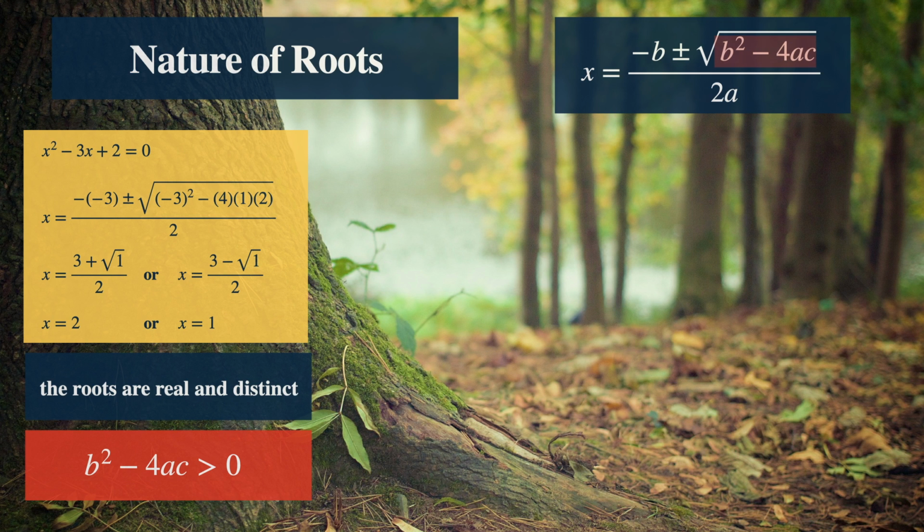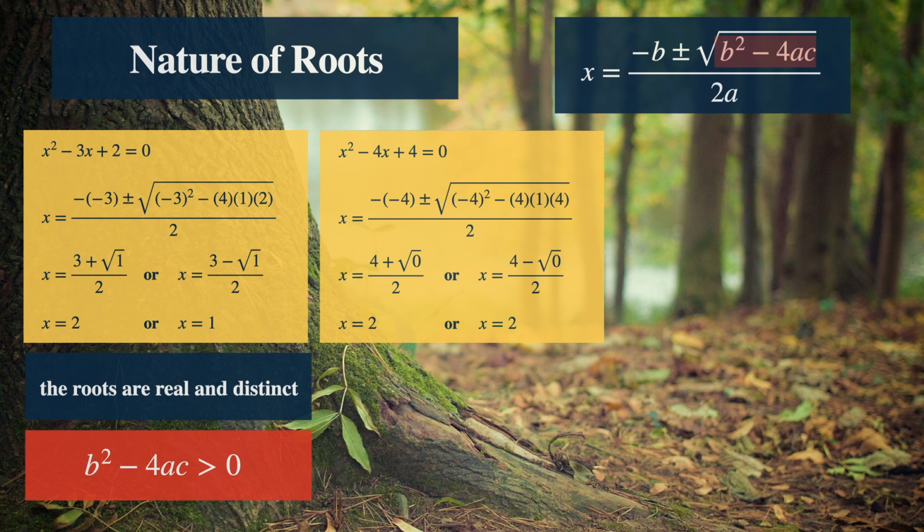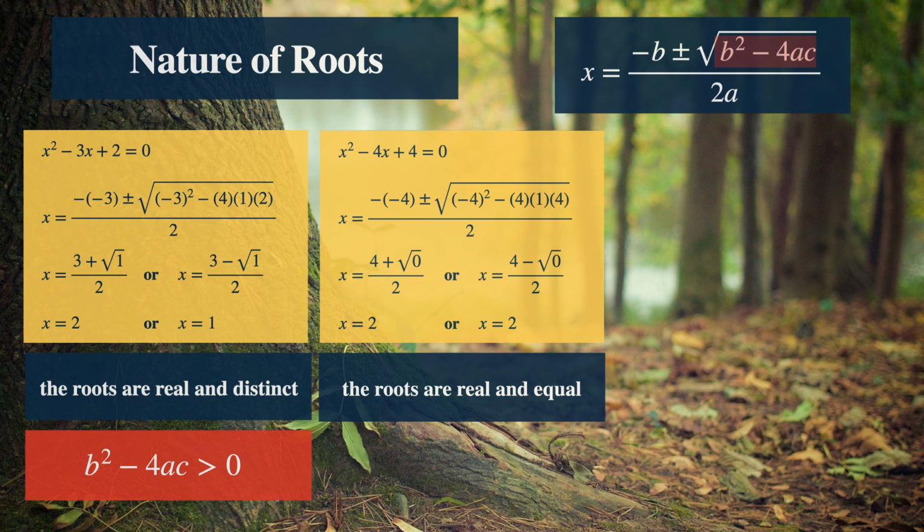The second type of roots are equal roots. Sometimes when you solve a quadratic equation, such as x squared minus 4x plus 4 equals 0, the roots of the equation are the same. Thus, we call this equal roots. This scenario happens when b squared minus 4ac, or the discriminant, is equal to 0.